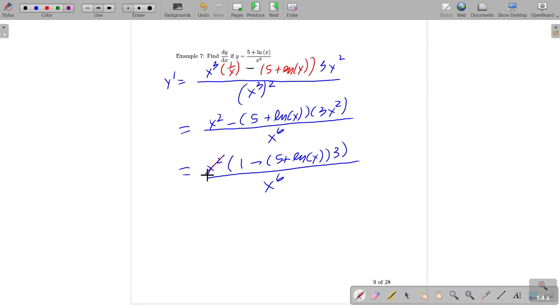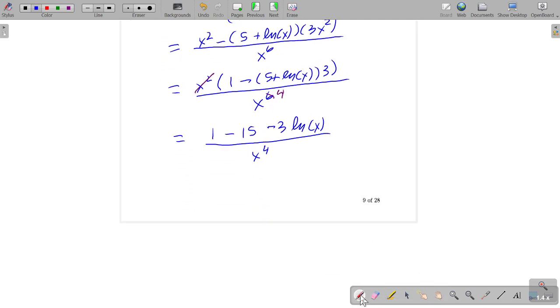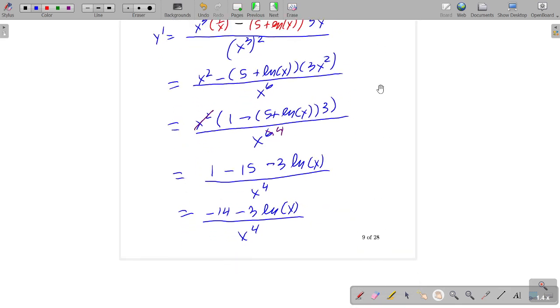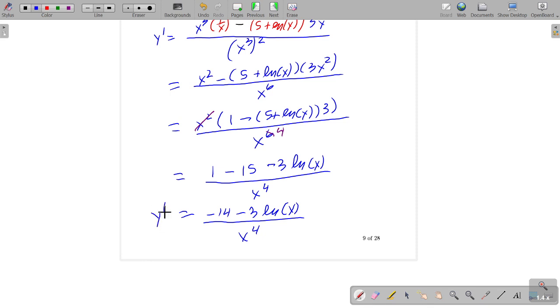So I can now get rid of this, and this becomes a 4. So this is 1 minus 15 minus 3 natural log of x over x to the 4th. And this would be negative 14 minus 3 natural log of x over x to the 4th. And that's y prime for that.